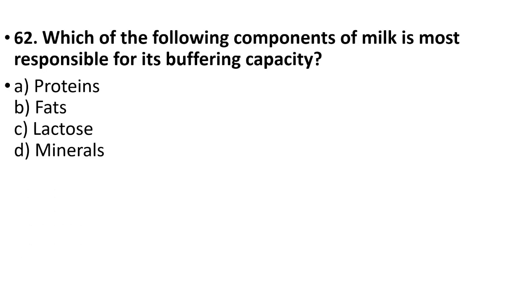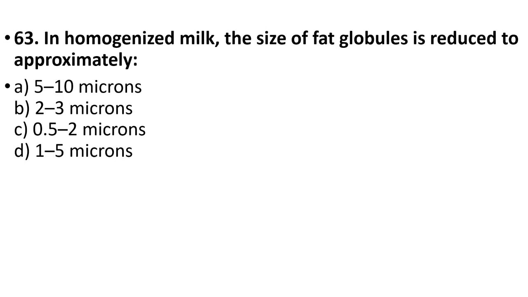62. Which of the following components of milk is most responsible for its buffering capacity? Proteins, fats, lactose, minerals. Here answer is option A, proteins. 63. In homogenized milk, the size of fat globules is reduced to approximately 5 to 10 micrometers, 2 to 3 microns, 0.5 to 2 microns, 1 to 5 microns.